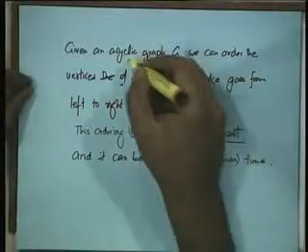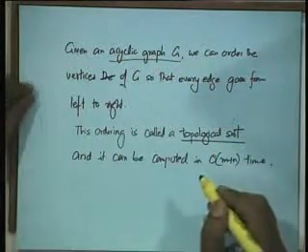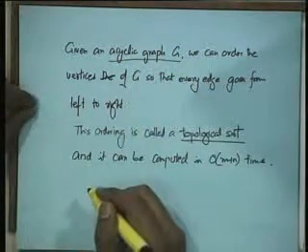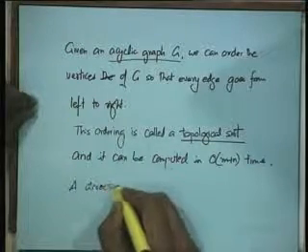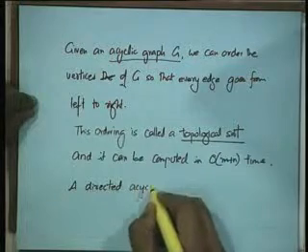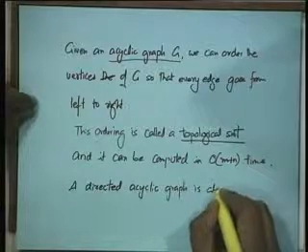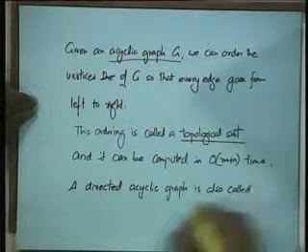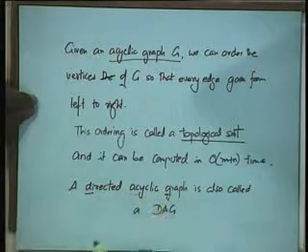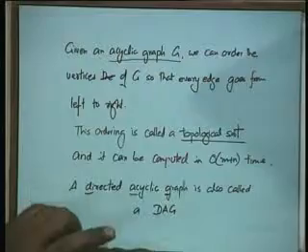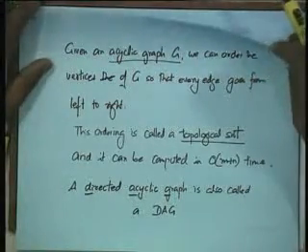I should also tell you about another term that is used for an acyclic graph. So we are talking of directed graphs here, right? A directed graph which is acyclic is also called a DAG, D-A-G. Okay?